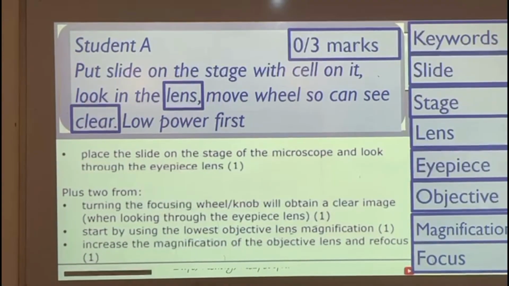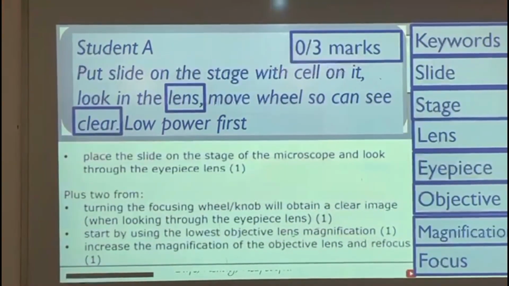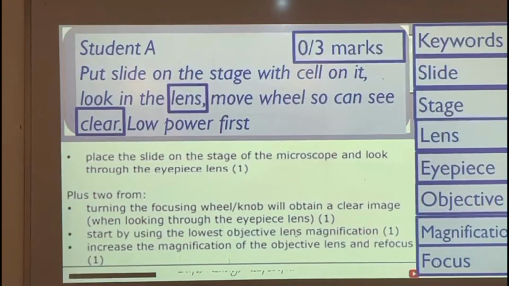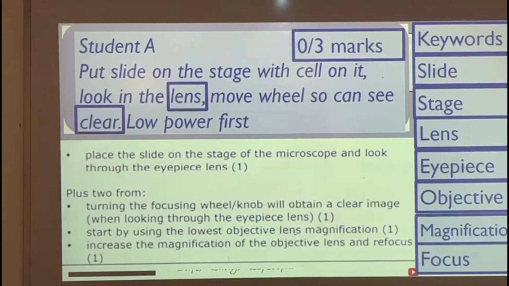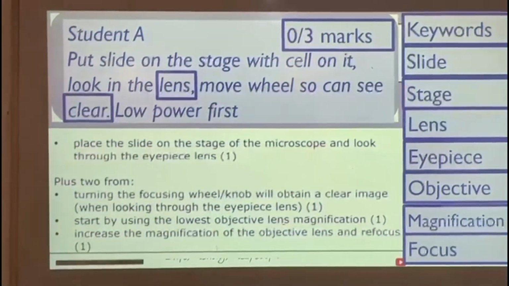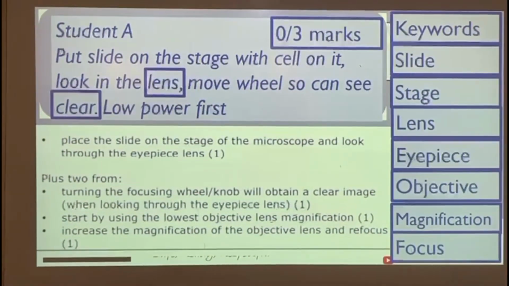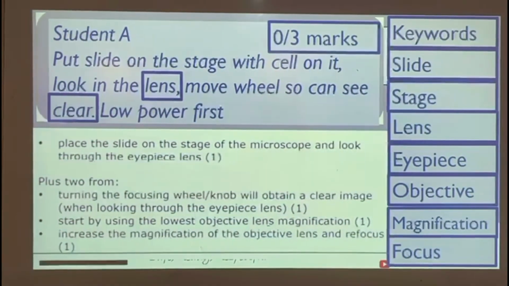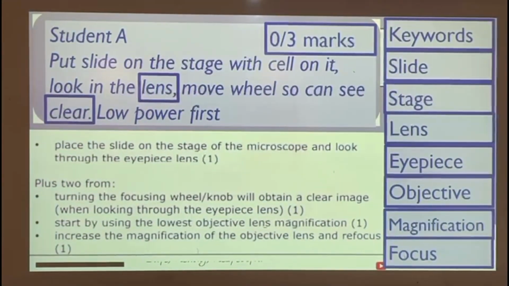The next thing they need to change is this here. They've said clear. Can you think about which keyword they need to use instead of clear to get the mark? So hopefully you've had a go at that. The word that they need to use is the word focus, and they need to talk about how they can improve the focus when they move the focusing knob or the focusing wheel.